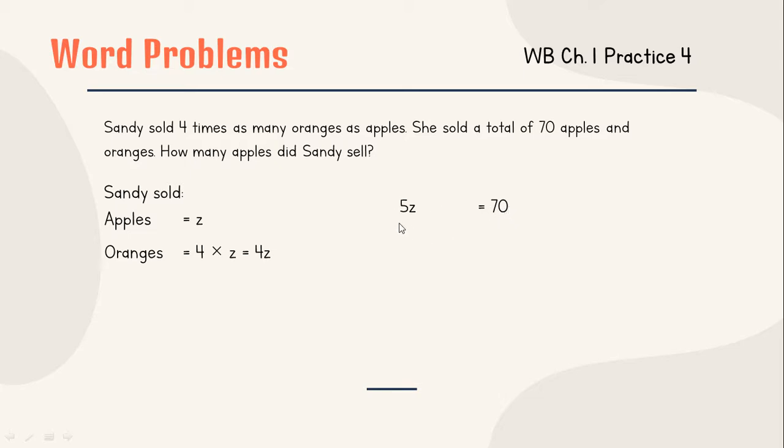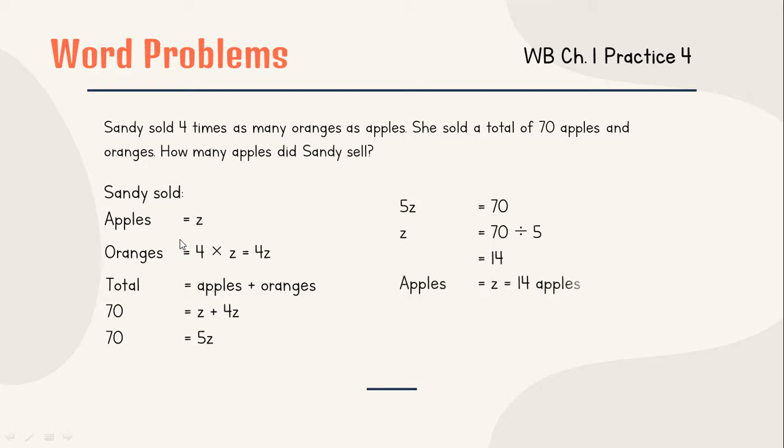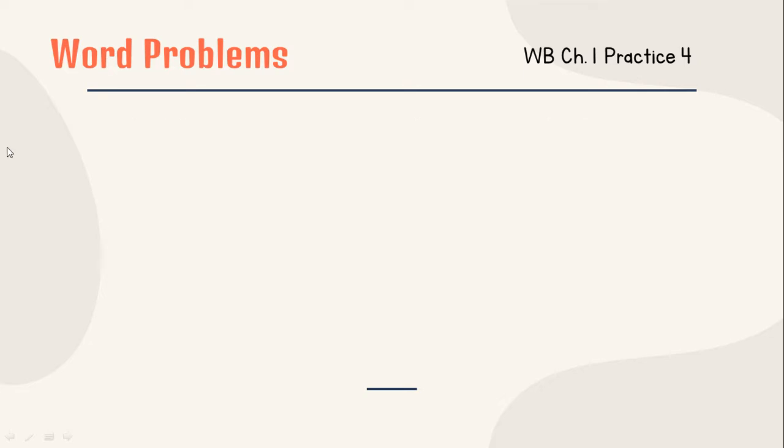And for 1Z will be 70 divided by 5 equals 14. Is that the answer? Nope. That is because Z is referred to apples. It means that apples equals 14. How many apples did Sandy sell? 14 apples. Kind of easy, right?